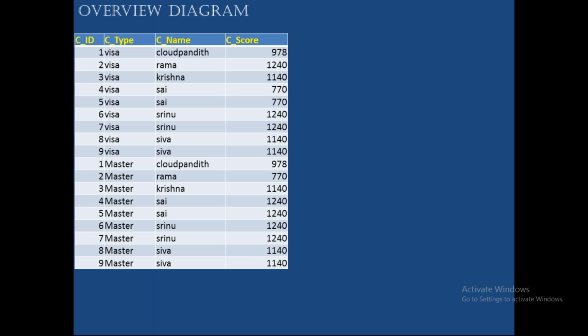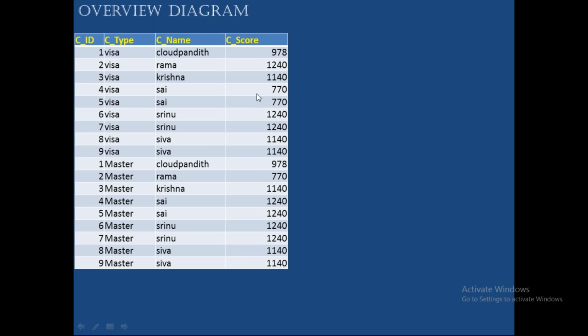Next, overview diagram. See, what I'm going to do ultimately in today's session is, let's say this is my credit score details. You see here, I have a card type, C type, means card type. Credit ID, so these are the credit IDs for Visa, and these credit IDs are for MasterCard. Now these Visa cards are taken by these customers, these MasterCards taken by these customers. They have their respective scores.